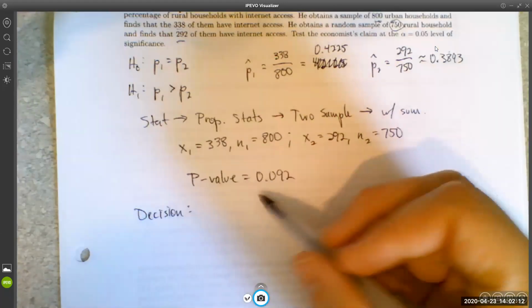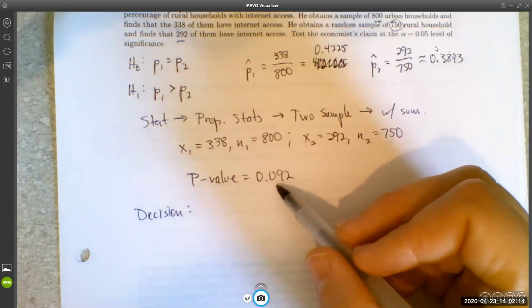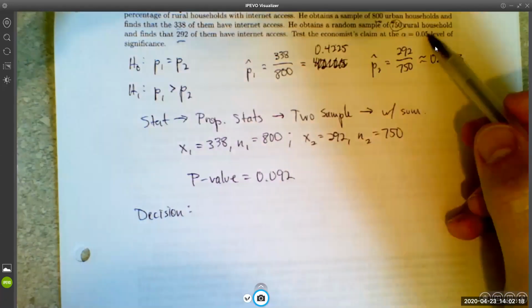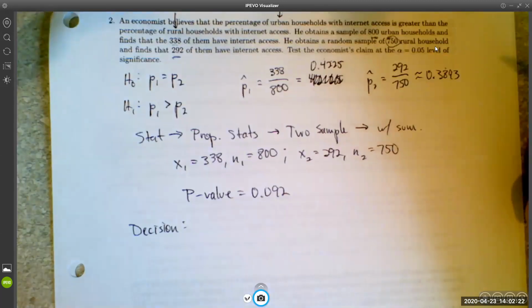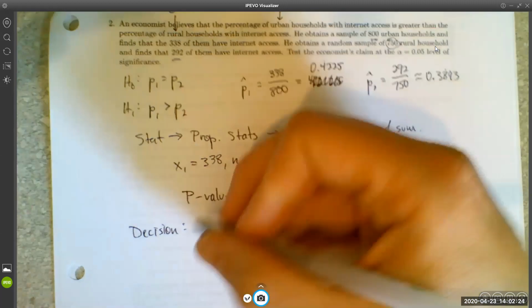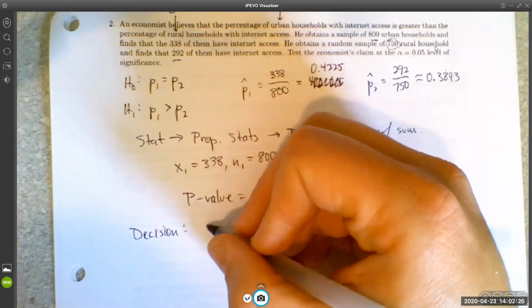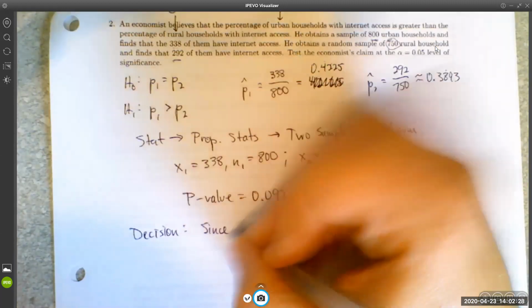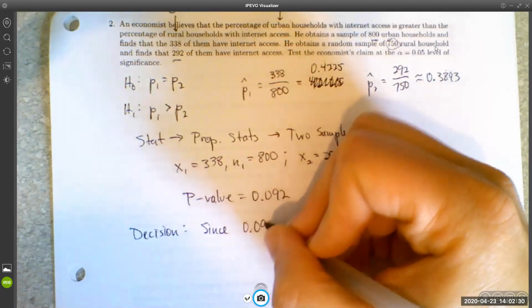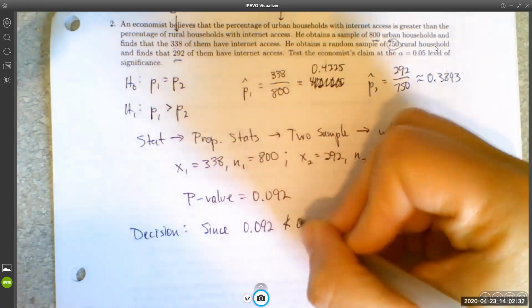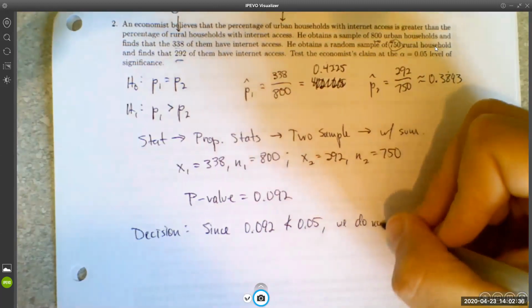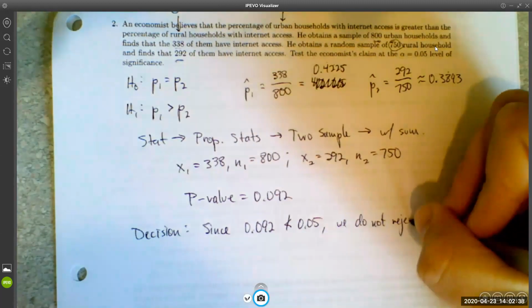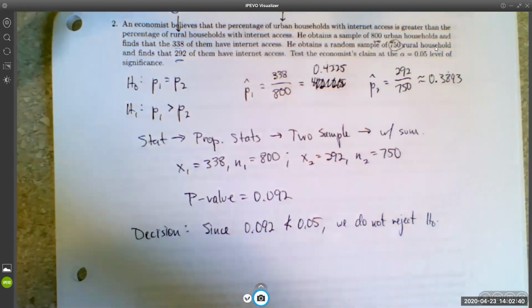Well, is that good enough? It would be good enough if our level of significance were 0.10. But our level of significance is 0.05, and that's not less than 0.05. So no, it's not good enough, right? So our decision is, since 0.092 is not less than 0.05, we do not reject the null hypothesis.